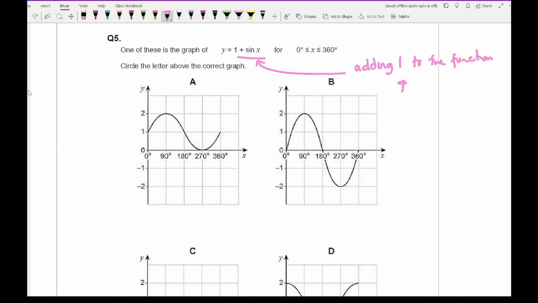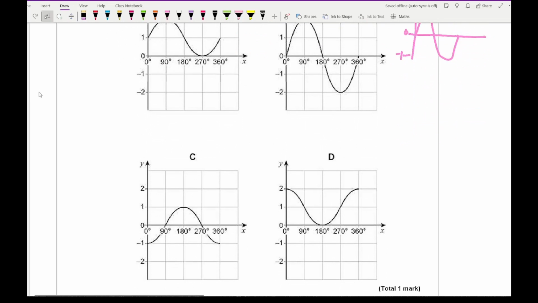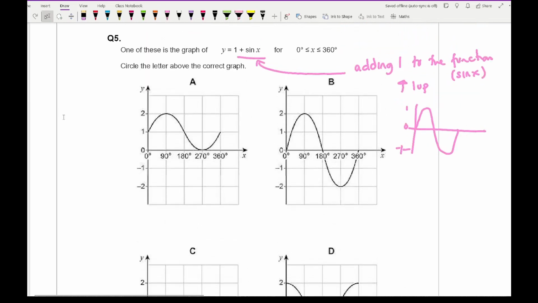So we're basically shifting the sine graph 1 place up. And the function is sine x. Now, if you think about what sine x is, sine x starts at 0 and looks something like this. So that's going to be 0, 1, and that's at minus 1. So I'm looking for a graph that starts at plus 1, which is this one here. So A does, and that's the only one that does. So then the correct answer is going to be A.